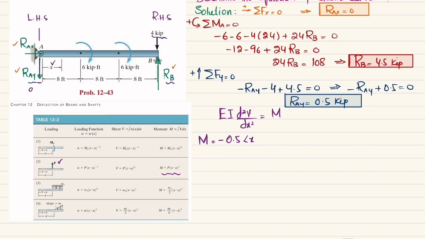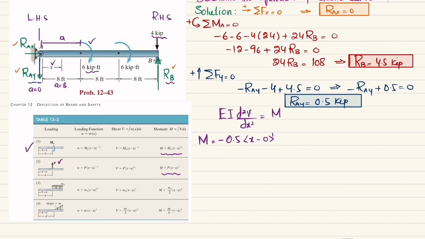So A is equal to 0 over here because of the reaction at point A. So we will write x minus 0 power 1. Now we have a moment, which is 6 kips-feet, so this is the moment case, and the function for the moment is this. Clear? And here A will be equal to 8 feet, because this moment acts at a distance of 8 feet from the origin.